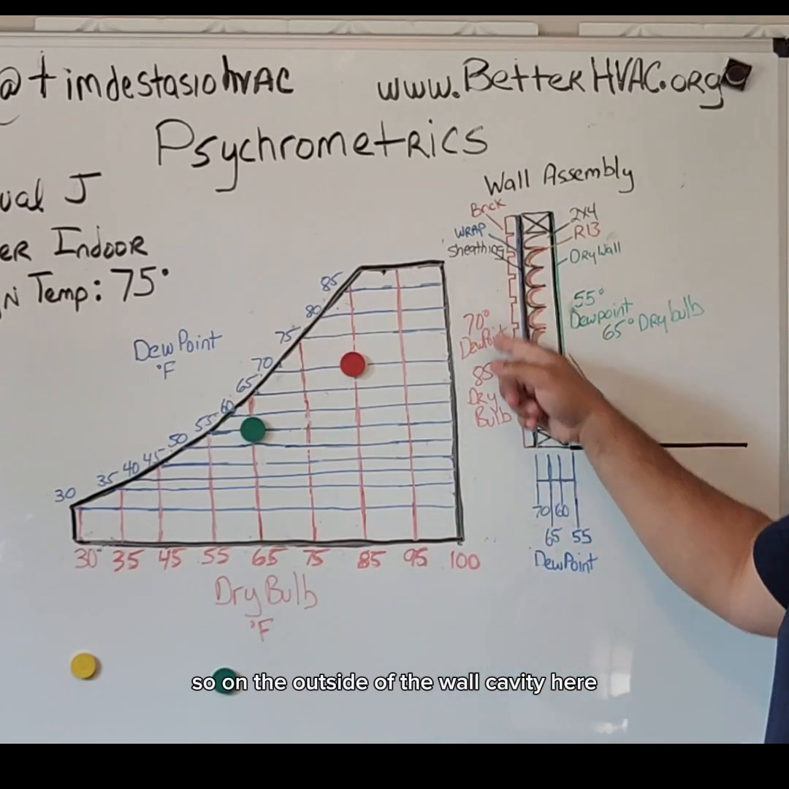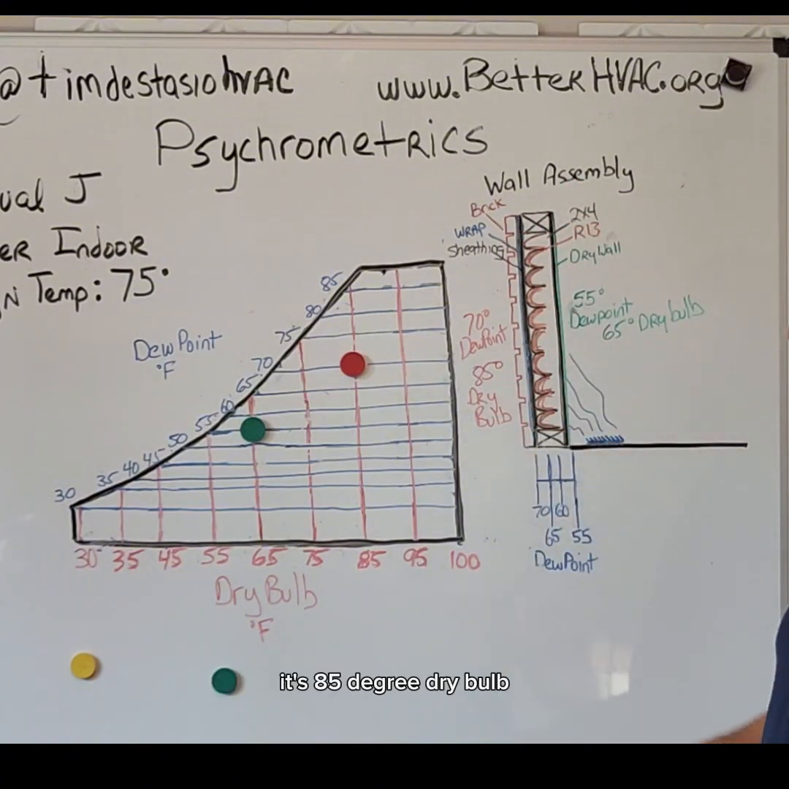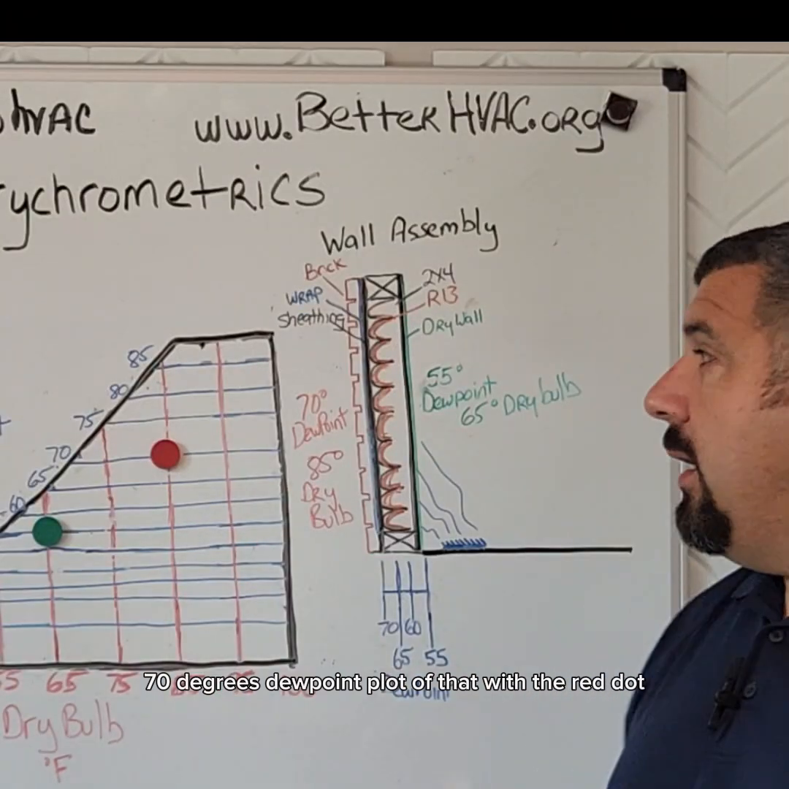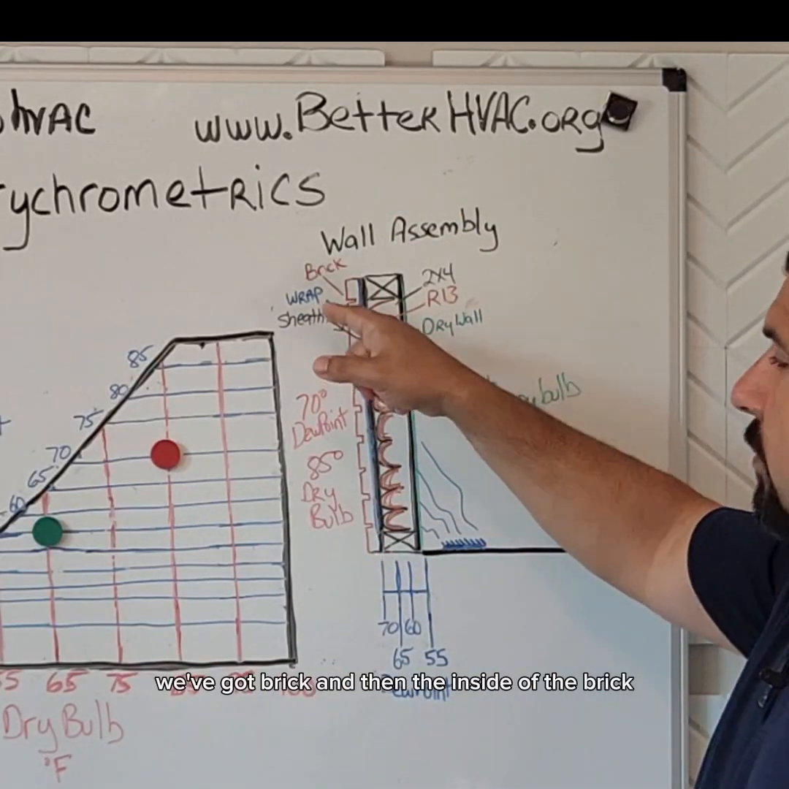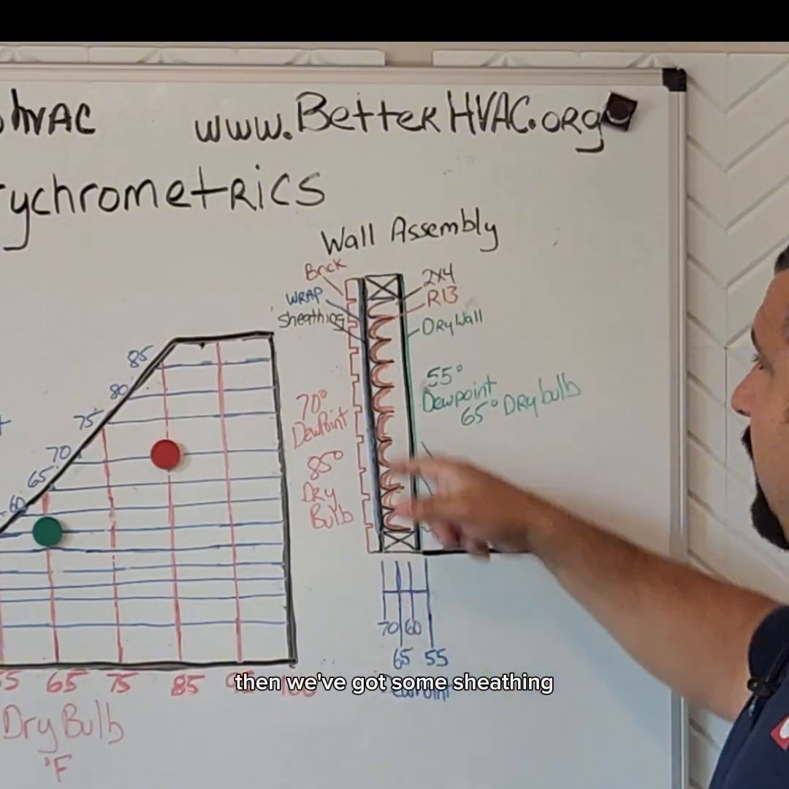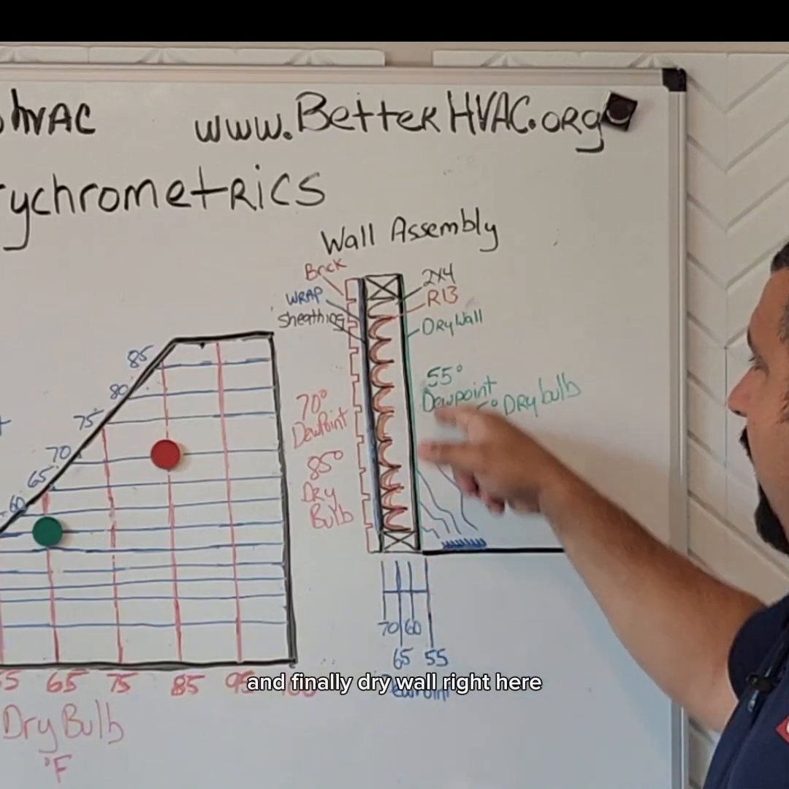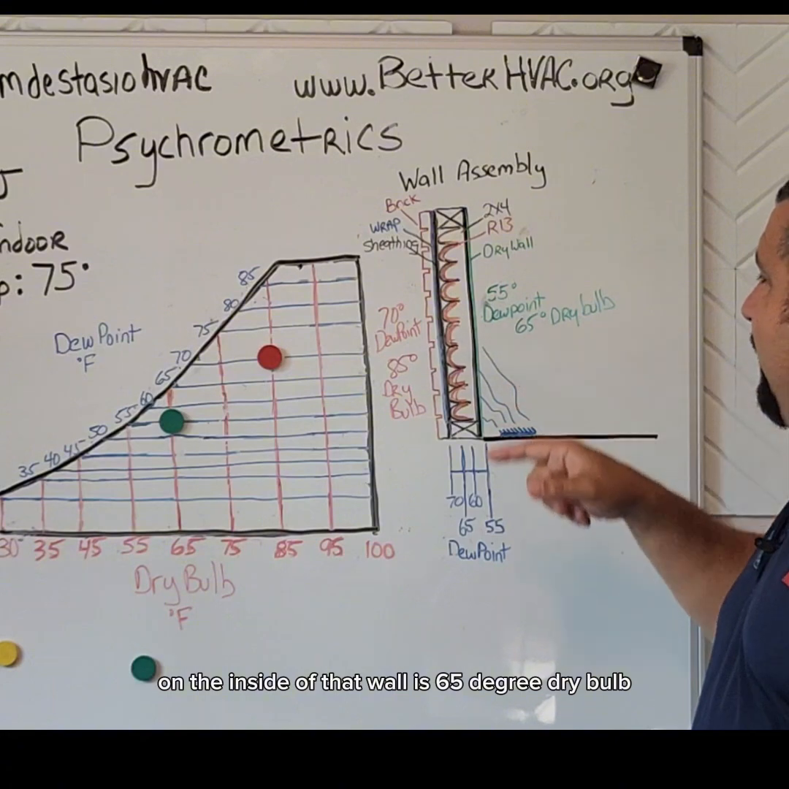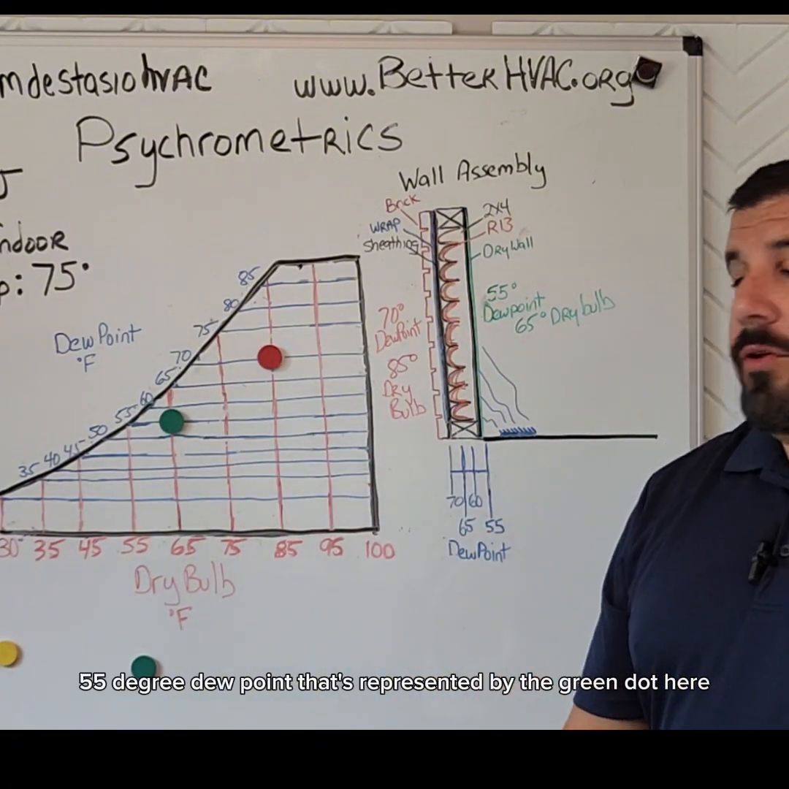So on the outside of the wall cavity here, we have a typical wall assembly. It's 85-degree dry bulb, 70 degrees dew point. Plotted that with the red dot. Now we've got a typical wall. We've got brick. And then on the inside of the brick, we've got a vapor barrier like a house wrap. Then we've got some sheathing, a 2x4 wall cavity with R13 inside of it, and finally drywall right here. On the inside of that wall is 65-degree dry bulb, 55-degree dew point. That's represented by the green dot here.